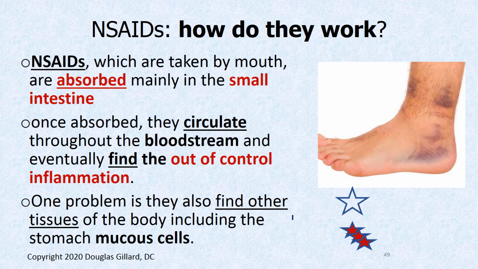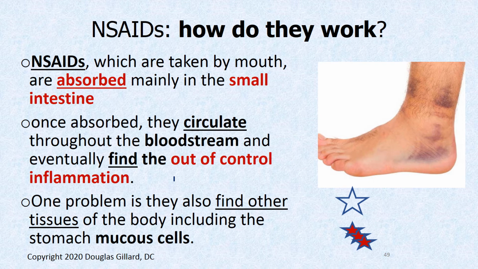All right, how do they work? NSAIDs are absorbed through the small intestine mainly. You should always take both of these, though. They are acid-based, so you should take these with food, both Cox-1 and Cox-2 inhibitors. Take with food because they can damage the gastric mucosal barrier. But yeah, they are absorbed in the small intestine, they circulate in the blood, and they find that out-of-control inflammation and snuff it out.